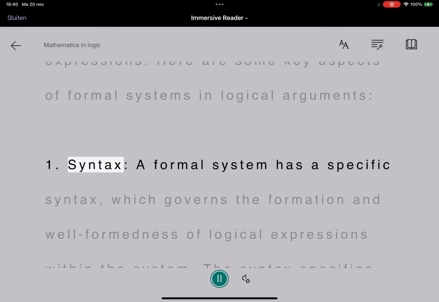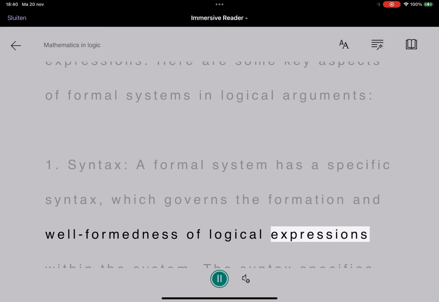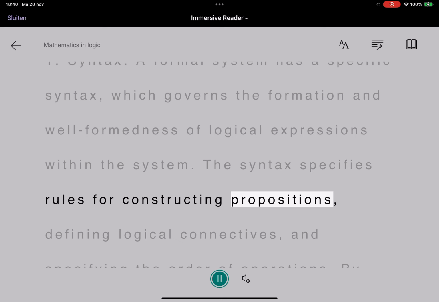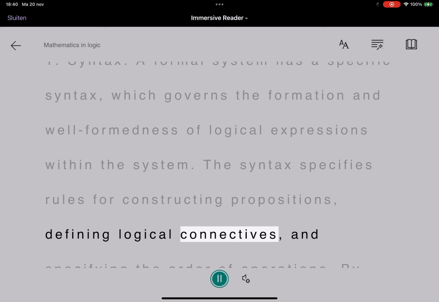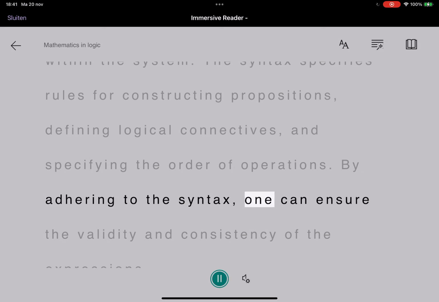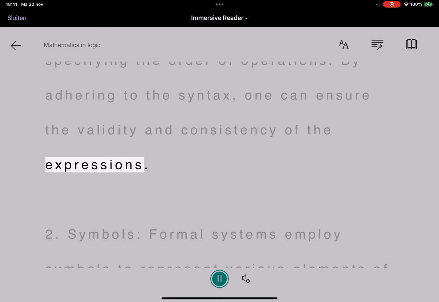1. Syntax. A formal system has a specific syntax, which governs the formation and well-formedness of logical expressions within the system. The syntax specifies rules for constructing propositions, defining logical connectives, and specifying the order of operations. By adhering to the syntax, one can ensure the validity and consistency of the expressions.